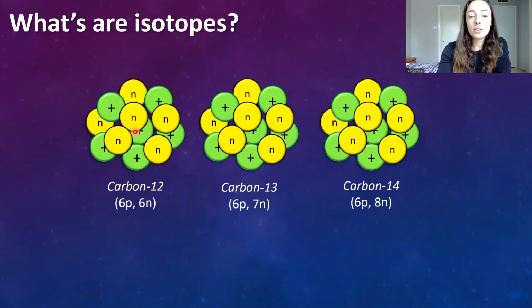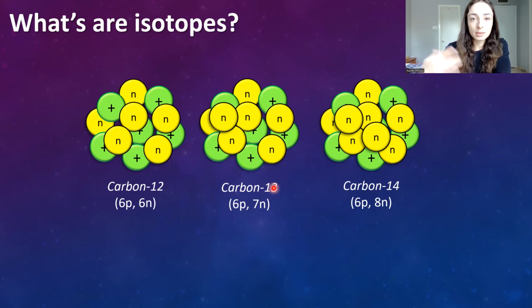For example, there are three naturally occurring isotopes of carbon. Carbon-12 has 6 protons and 6 neutrons. That's why we call it carbon-12, because 6 plus 6 is 12. We have carbon-13 with 1 extra neutron, but again, the proton number is the same. That's why we can still call it carbon. And then we have carbon-14, which has 2 extra neutrons. And so 8 neutrons and 6 protons adds up to 14, 7 neutrons and 6 protons adds up to 13.